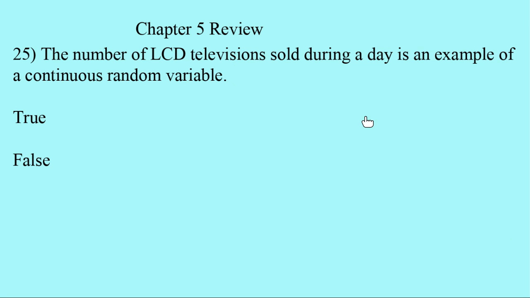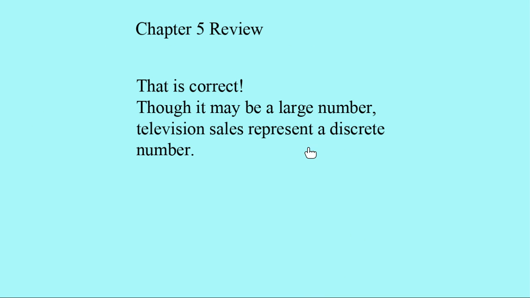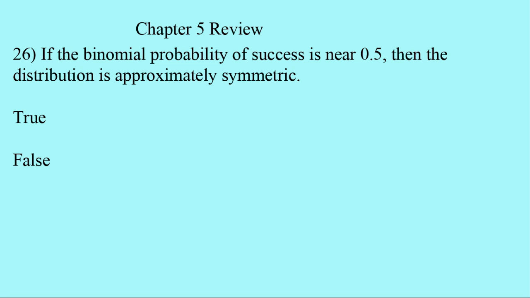You are correct, Tony. They are discrete. The number of televisions is discrete, so it doesn't matter. It's not continuous. It may be a large number, but the television sales represent a discrete number. Very good. So again, always look at the question and see what the relationships are that are within the question.